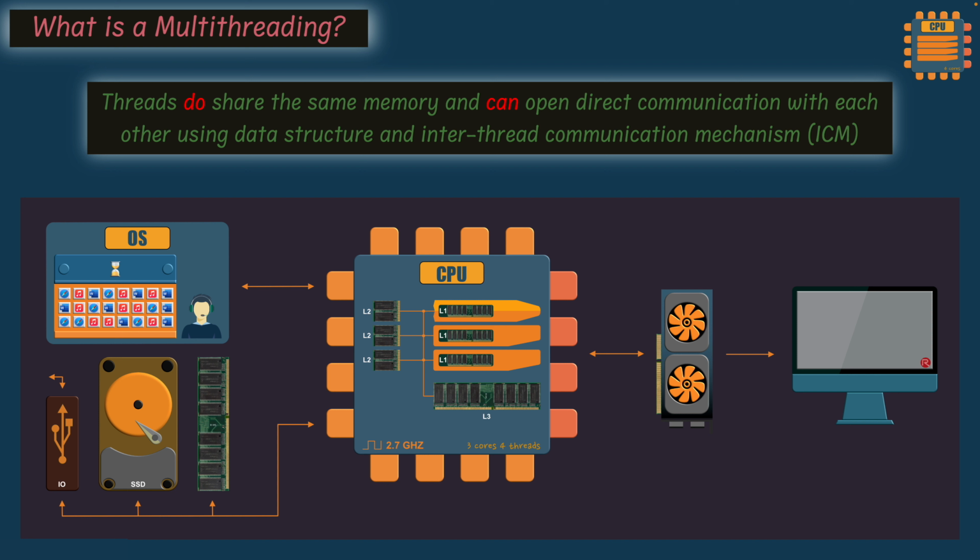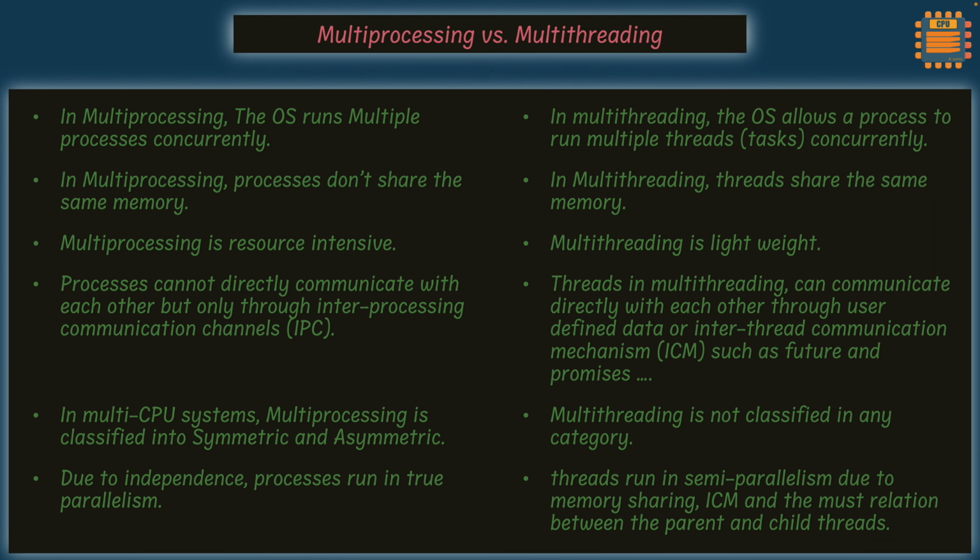Also remember that even if multiple threads in a process share the same memory, they are still working within a multiprocessing environment. So multiple threads in one process can never access threads in another process. Now let's explore the difference between multiprocessing and multithreading.